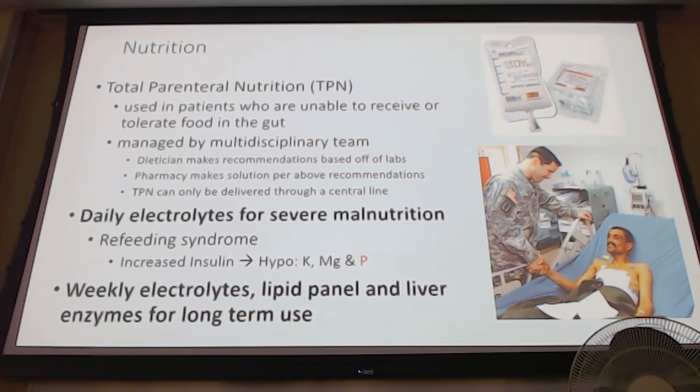Biggest thing to take away here for TPN: daily electrolytes for severe malnutrition. Okay, we've got to watch for that refeeding syndrome. If they are at severe risk, we may even do it multiple times a day. Okay. For anybody not severely malnourished, we'll do weekly electrolytes, lipid panel, and liver enzymes to make sure that we are not causing issues.